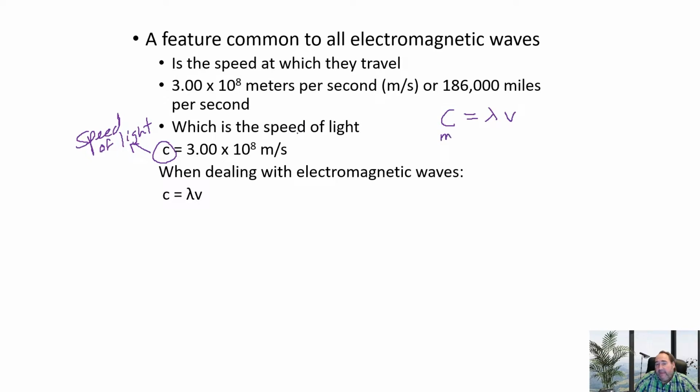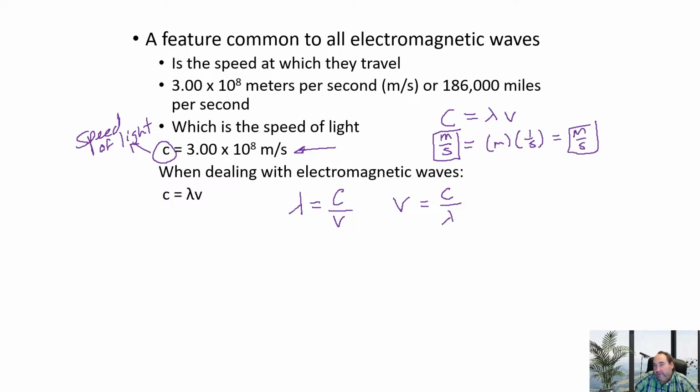Once again, the speed of light's in meters per second. That means when you use this equation, the wavelength does have to be in meters, and the frequency does have to be in reciprocal seconds to obviously give you meters per second on both sides. If I wanted to know the wavelength and I do know the frequency, I could take c divided by the frequency. If I want to know the frequency and I know the wavelength, I could take c divided by the wavelength. Once again, c is a constant, which you always sort of have available to you.